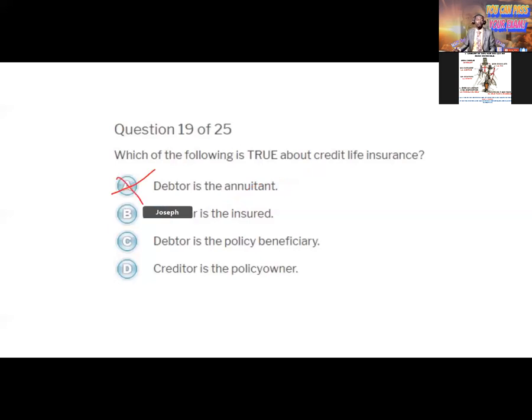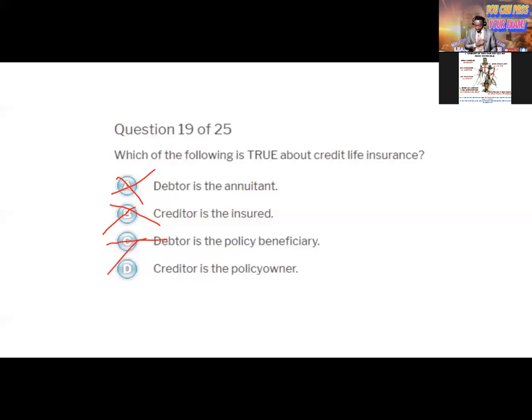Next, creditor is the insured. No, debtor is the insured. That's not a good statement either. Okay. The creditor is the policy owner. That makes sense. C says debtor is policy beneficiary. No, that's not true either, because the creditor is the beneficiary.